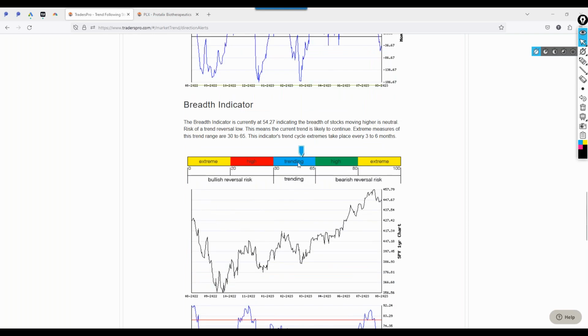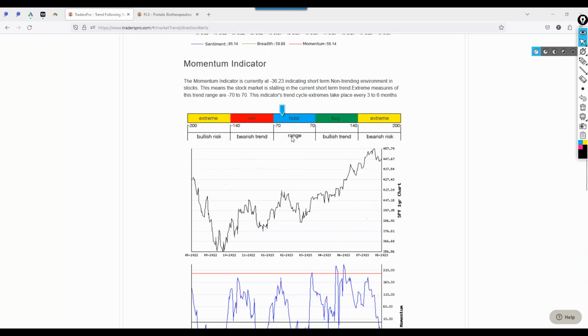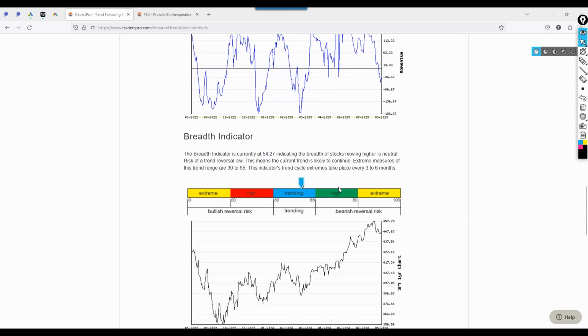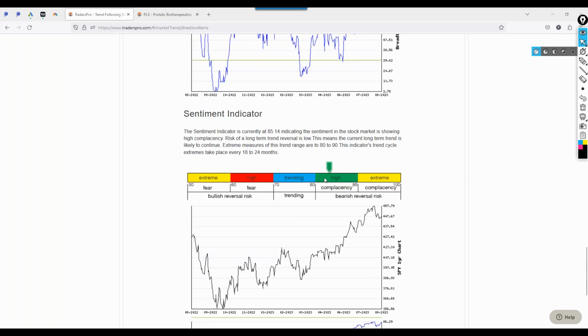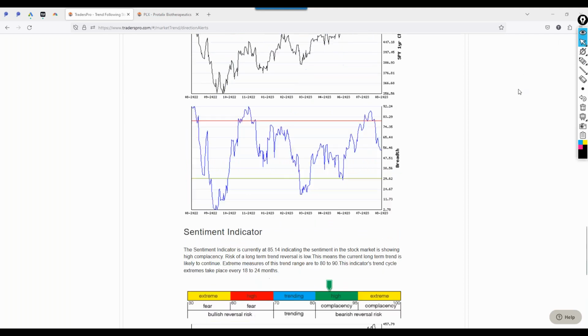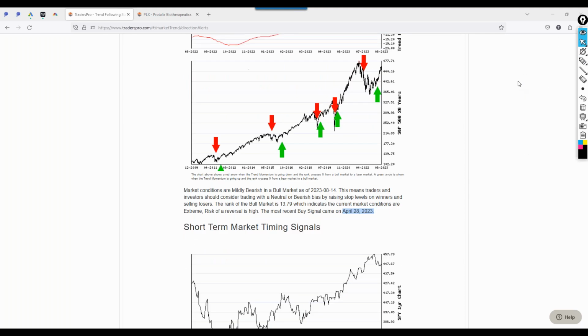The breadth is also stuck right in the middle, so we're really stuck right in the middle on all of these. Really not in an uptrend or a downtrend. We're stuck in a consolidation phase, and that's kind of the current state of the market. So sentiment is still high. We just don't have a lot of fear in the market right now, and that's what we're working with.